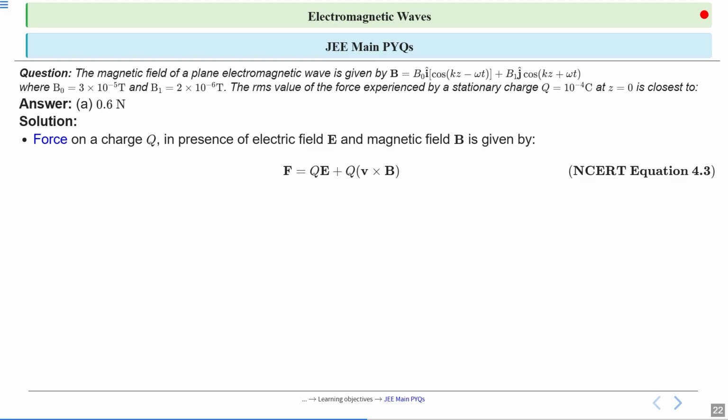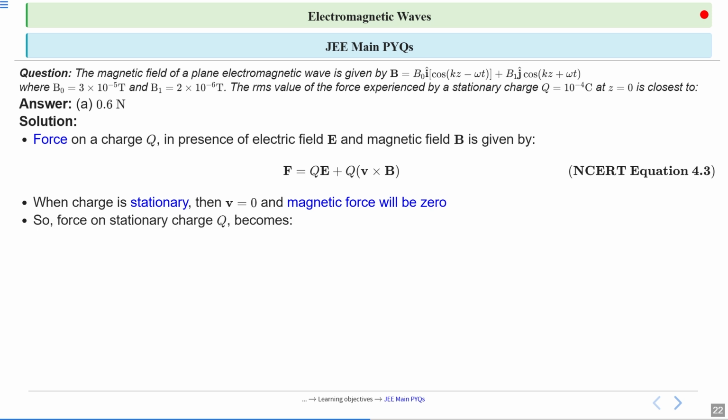But for the magnetic force, that is QV cross B, the charge should be in motion. There should be some velocity. But here they have mentioned a stationary charge, which means there will not be any magnetic force on the charge. So the charge is stationary, that means V equal to 0, so the magnetic force will be 0. So the force on stationary charge Q will become F equal to Q into E only. So the force is due to the electric field only.